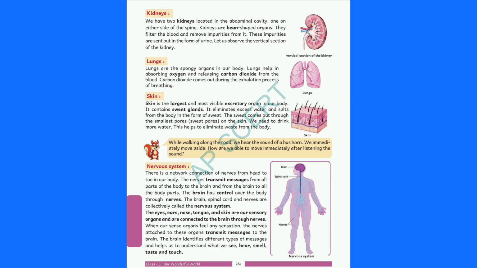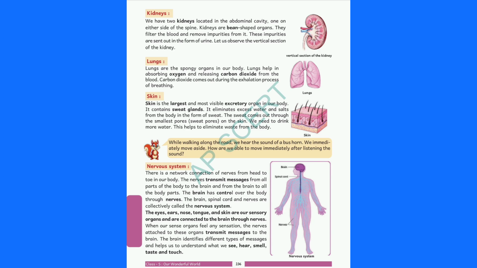Skin. Skin is the largest and most visible excretory organ in our body. It contains sweat glands. It eliminates excess water and salts from the body in the form of sweat. The sweat comes out through the smallest pores, sweat pores, on the skin. We need to drink more water. This helps to eliminate waste from the body.